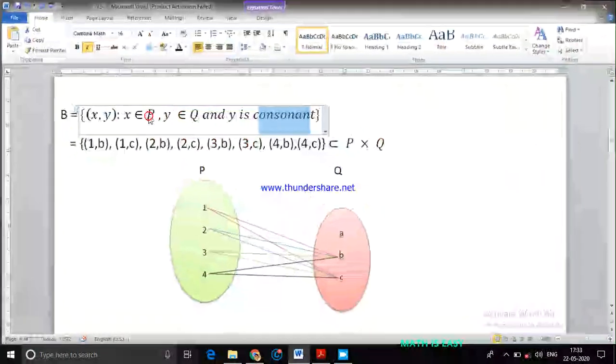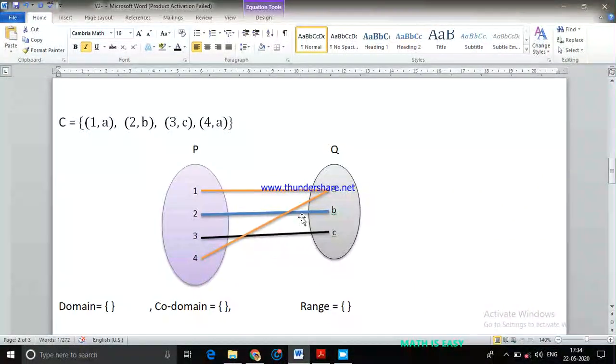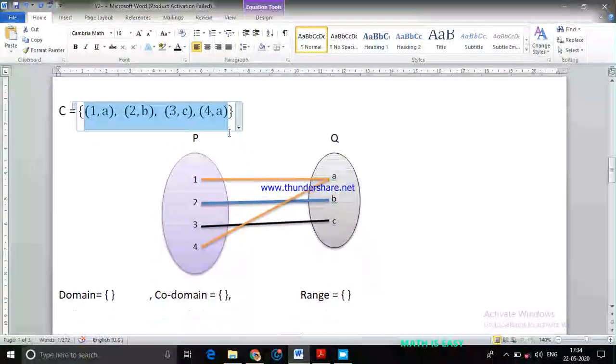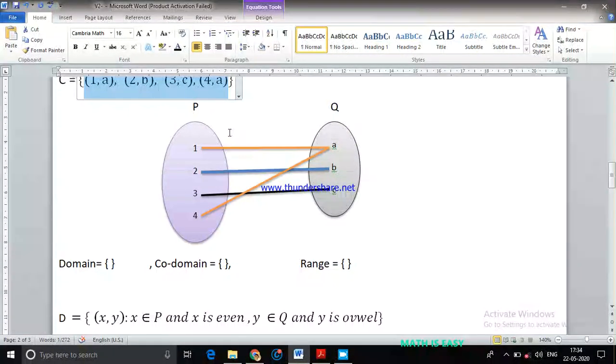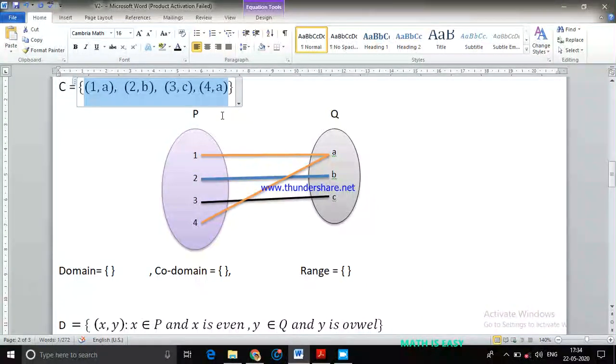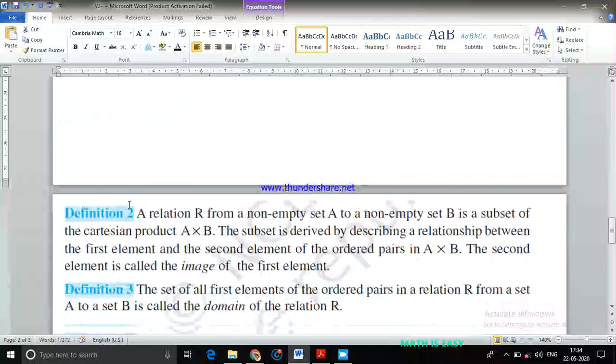And in the third example, there is some relation. I am not sure what the relation is, but this is a subset of a Cartesian product P cross Q, right? So if it is a subset, then it must be a relation. At certain times we might not know what the relation is. Okay, so here I have given only the elements. This is called the roster form, and that is called the set builder form. In the set builder form, it will be clearly mentioned what the relation is, but in roster form we don't know what the exact relation is, but we know what elements are there in the relation. So that is definition 2.